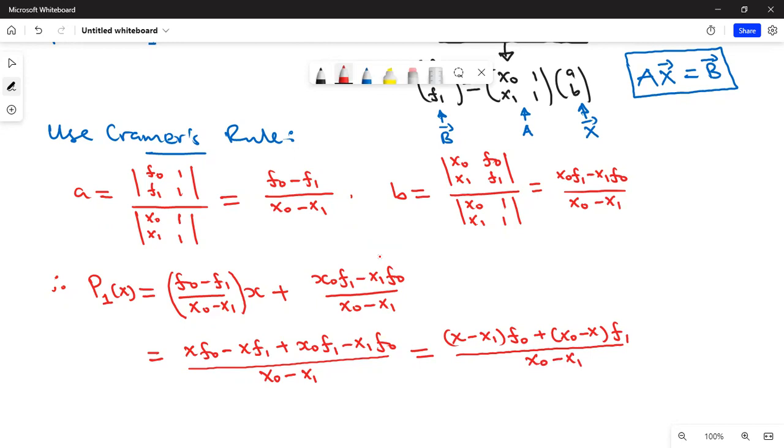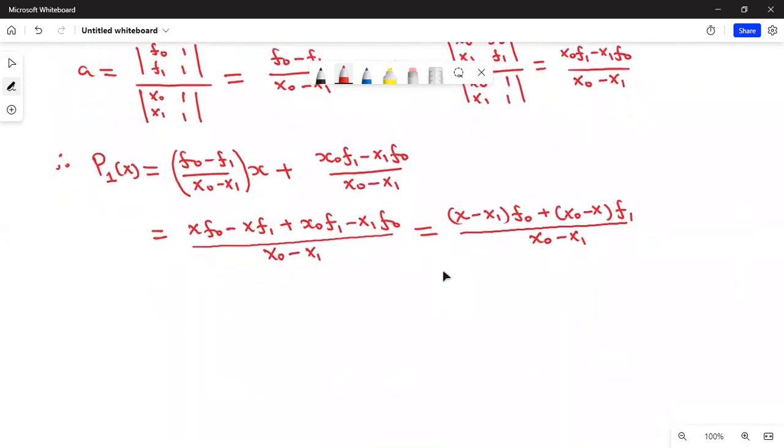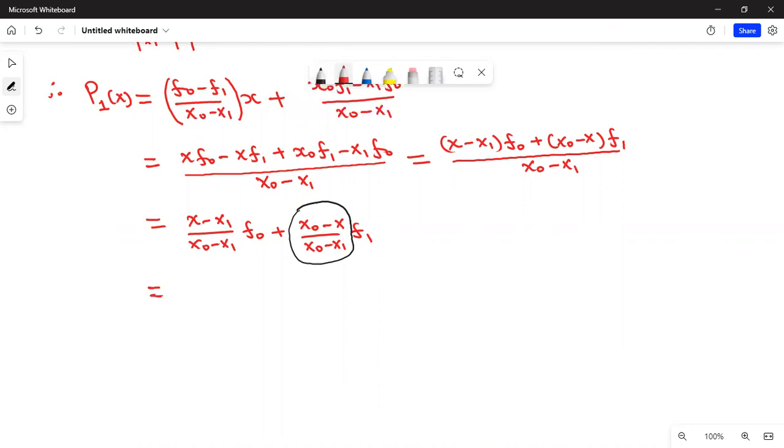So this can as well be written, if I split them so that I have two fractions, as (x minus x1) over (x0 minus x1) times f0, plus (x0 minus x) over (x0 minus x1) times f1. And you see the second term, I can factor out the negative, so that it can be rewritten, starting with x minus x0, by factoring out the negative in the numerator and also in the denominator. So this can be written as (x minus x1) over (x0 minus x1) times f0, plus (x minus x0) over (x1 minus x0) times f1.